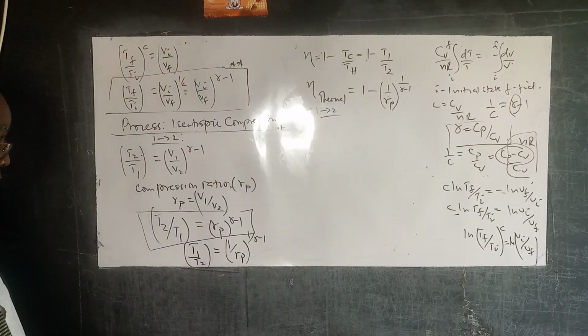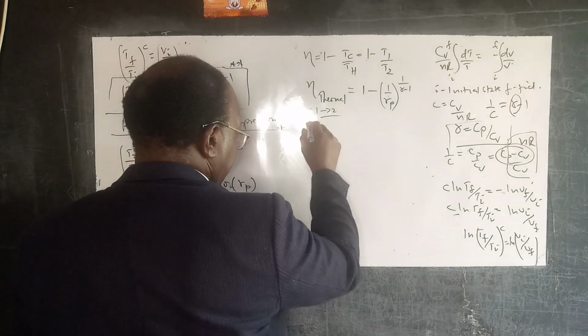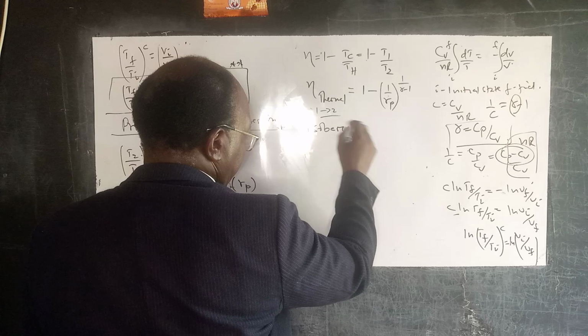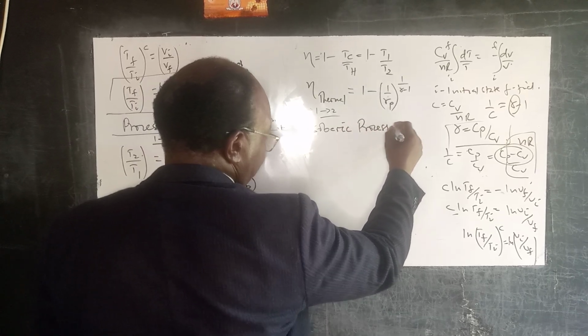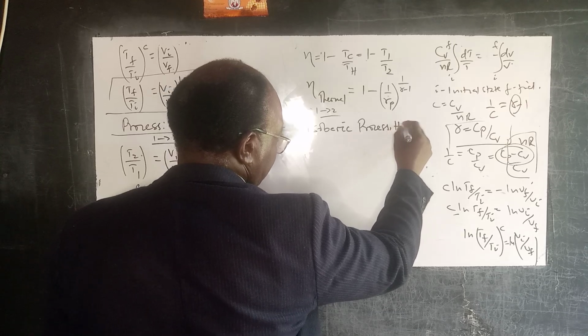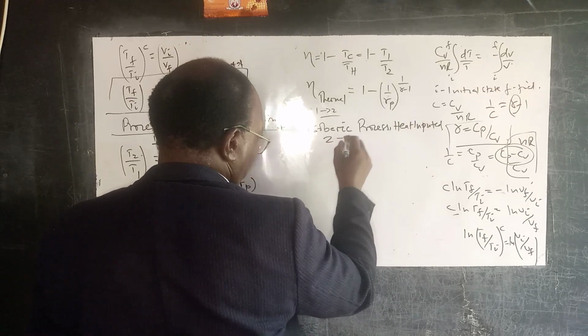Now we have the 2 to 3, which is an isobaric process, where we have heat inputted. That is step 2 to 3.